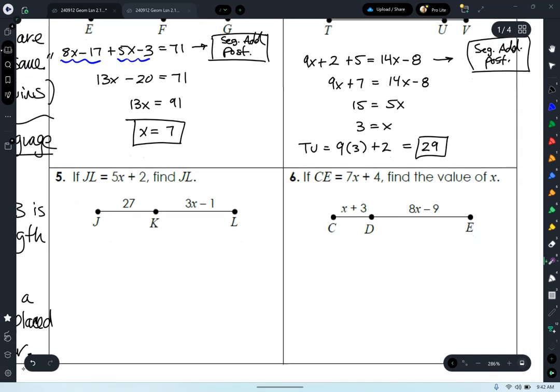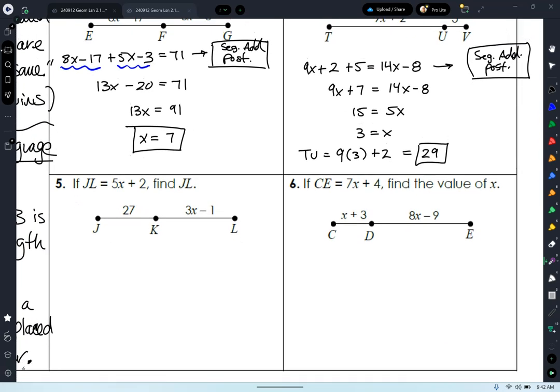5 and 6 are yours to do from the get-go. Let's see if you can get them both right all the way through. 5 and 6. 1, 2, 3, ready, go. All the way through. This is a lot.